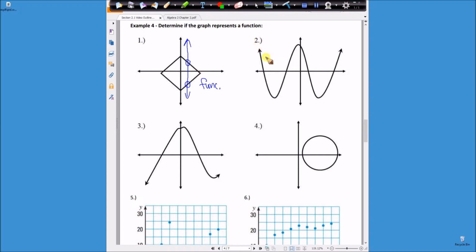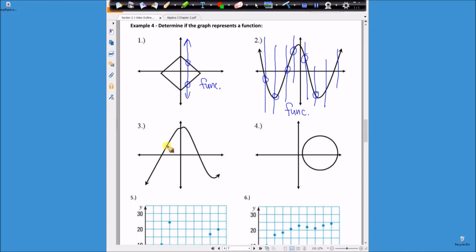And now here, you can draw a vertical line in many places, but you're not going to make the vertical line cross this relation more than once. It only crosses it once. So anywhere you try and draw a line there, it only crosses once. So this definitely is a function. It's not just a relation, it's a function as well.